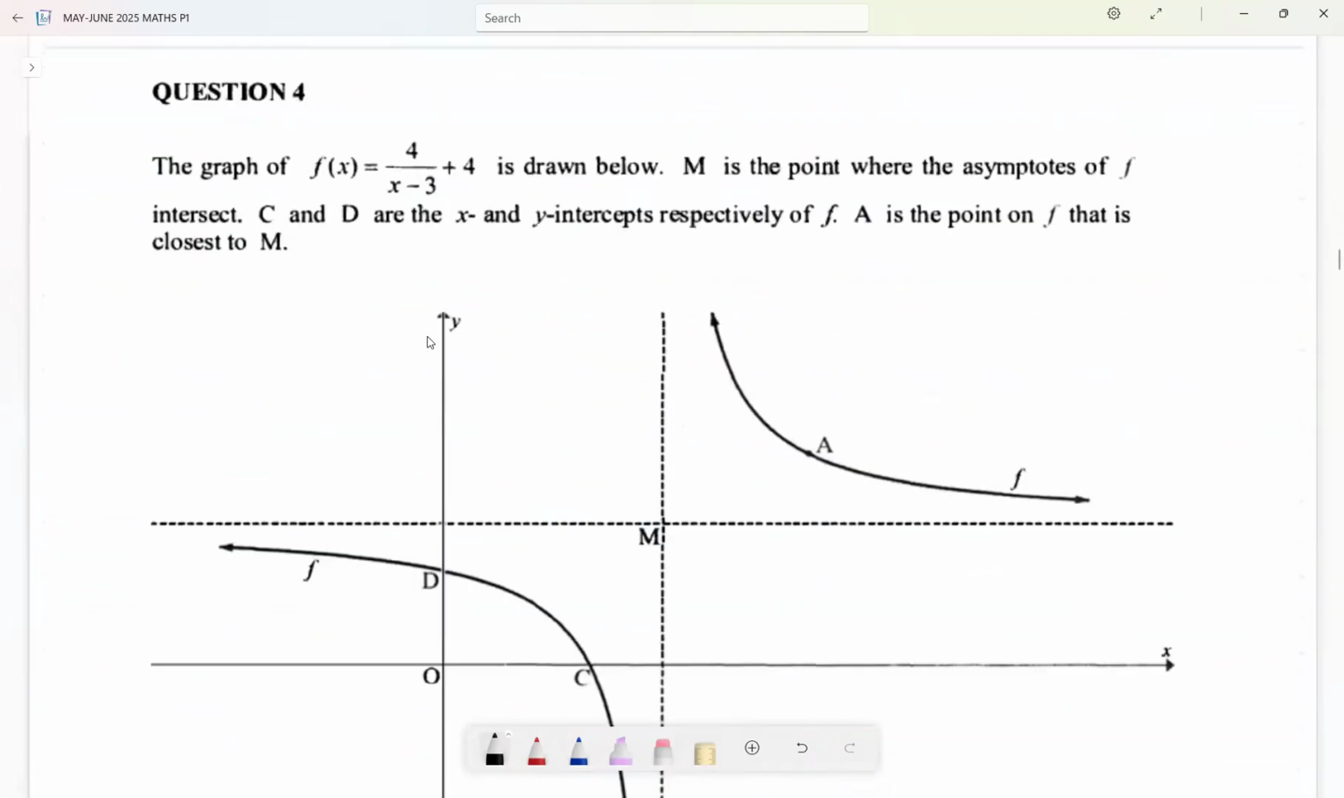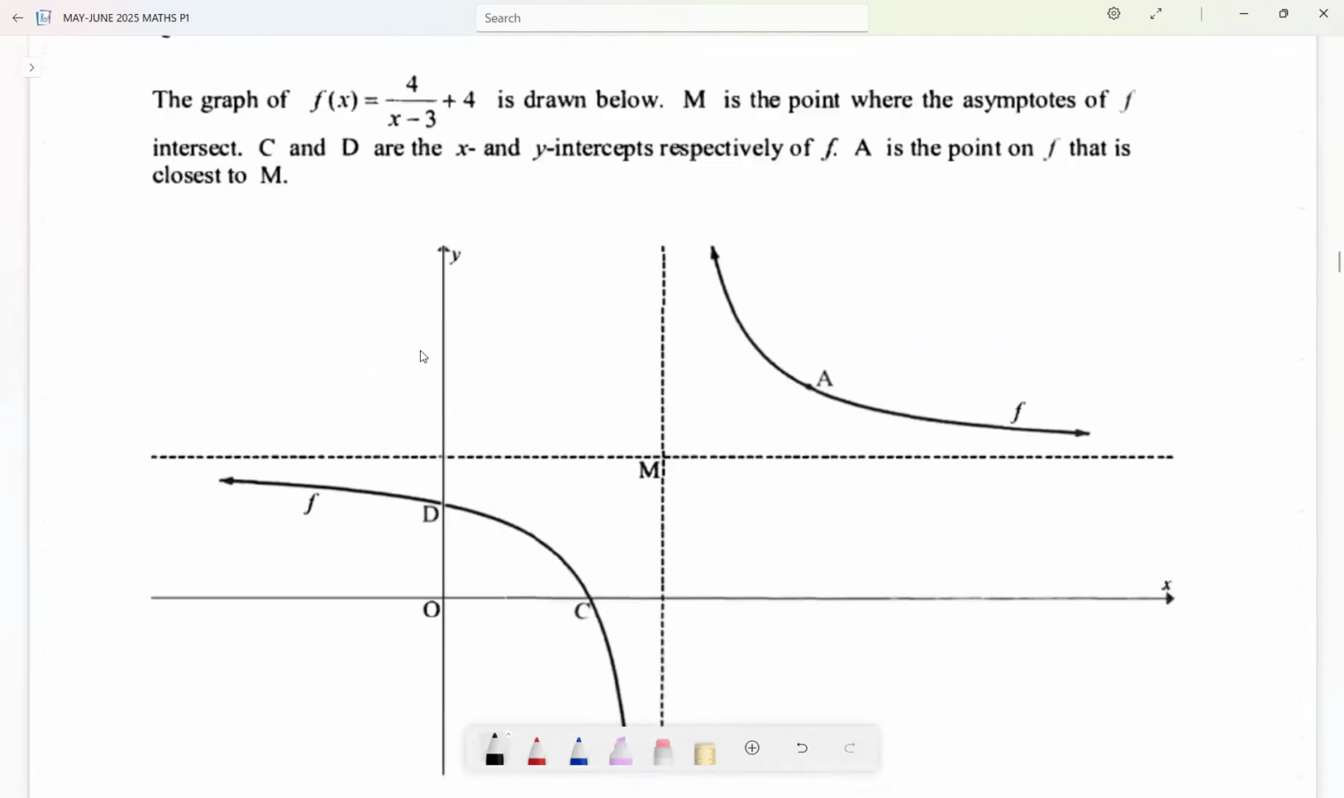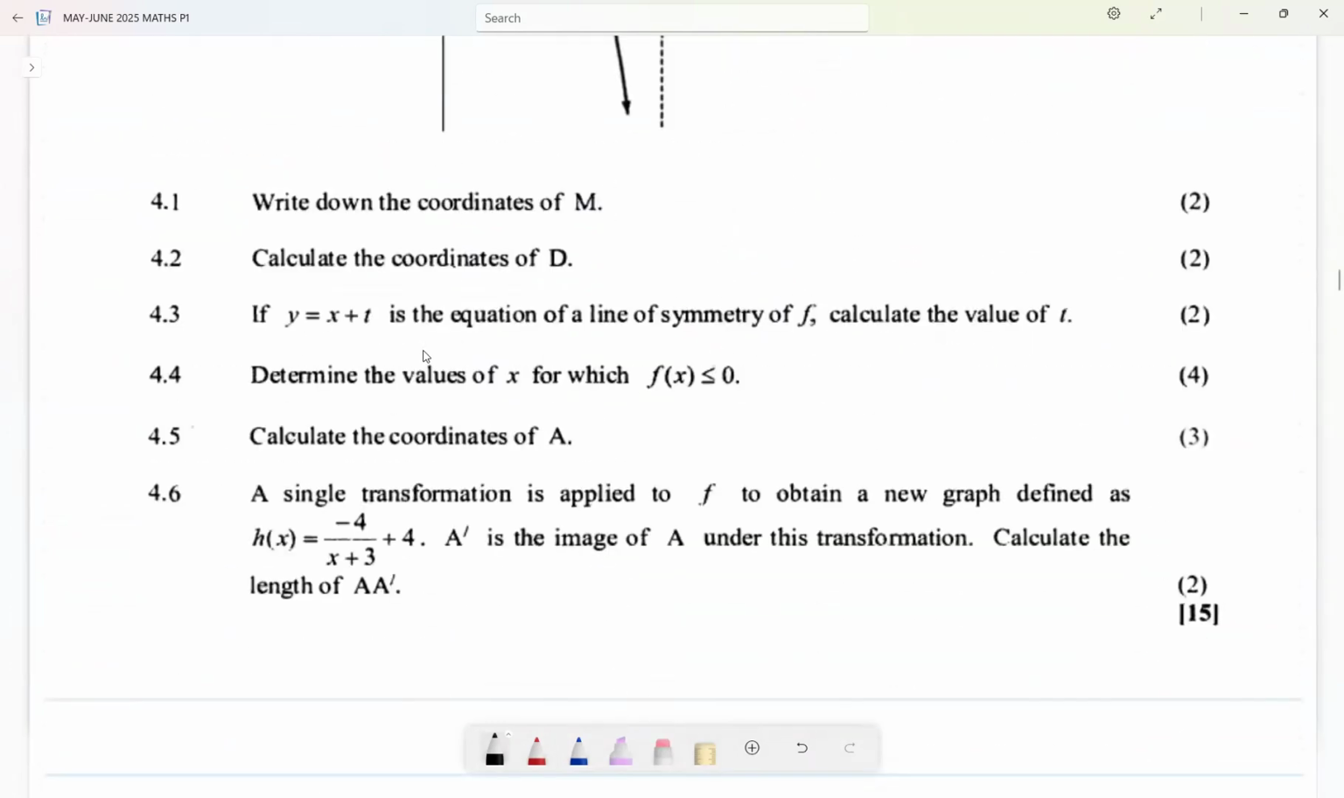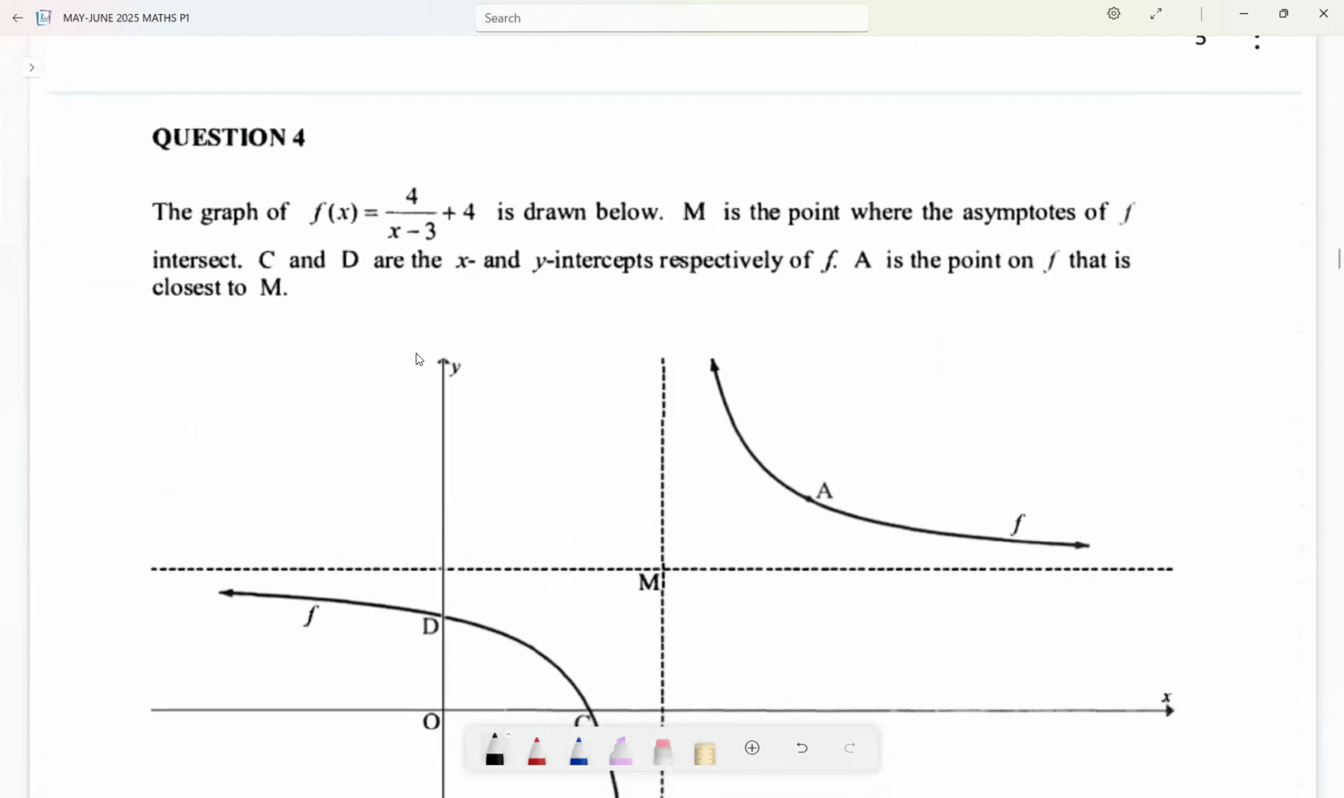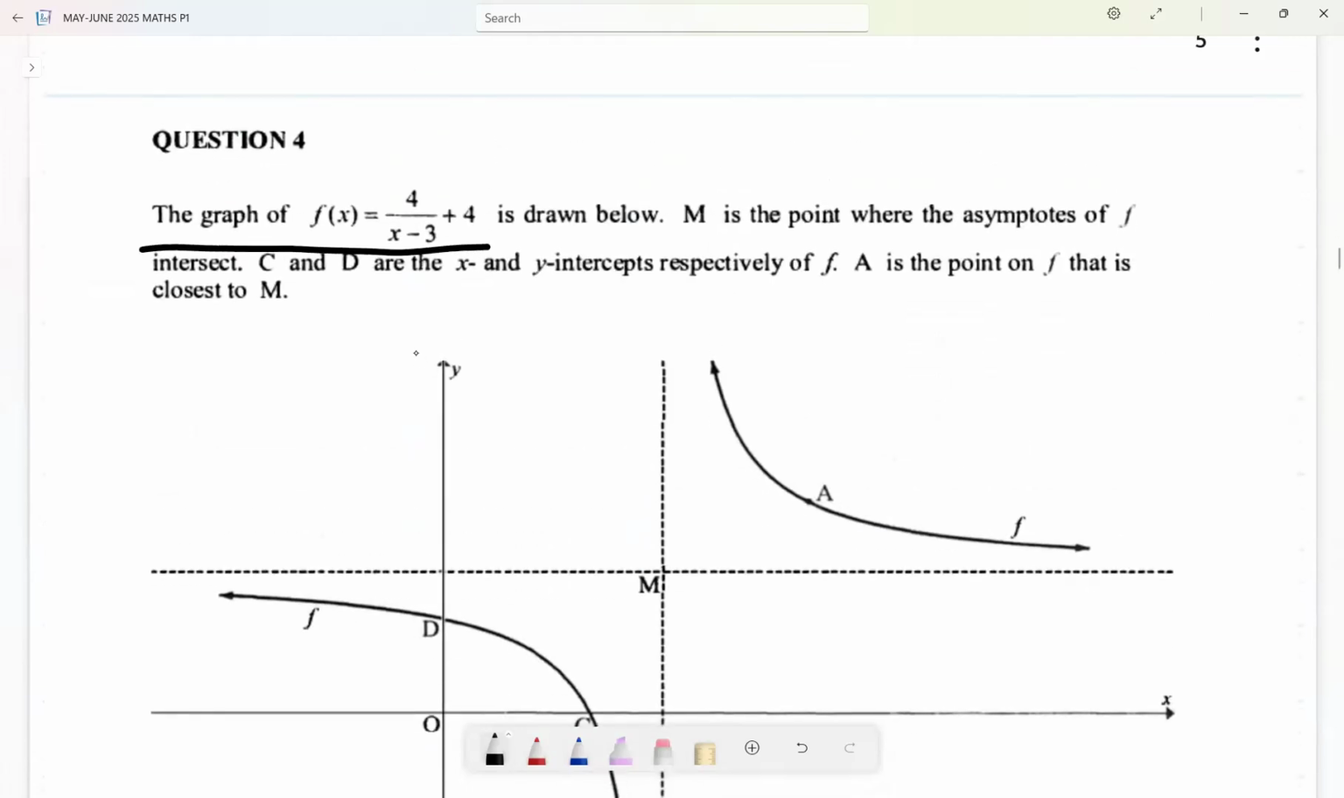Move on to question 4. What does question 4 say to me? The graph of f of x is equal to this one. We can see it is not a quadratic, sorry, guys, it is a hyperbola. M is the point where the asymptotes of f intersect. So this one, it is the point where the asymptotes intersect.